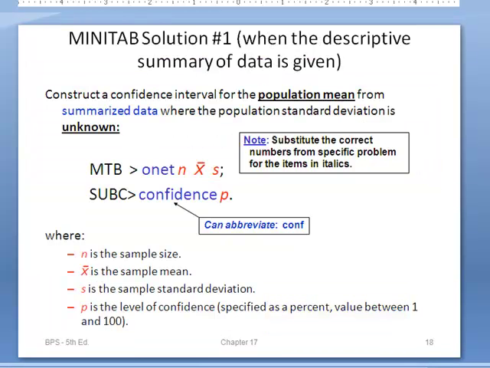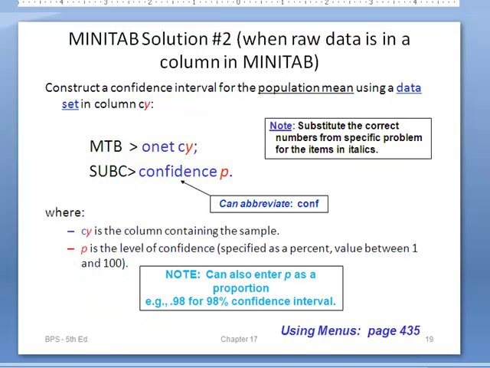So here's the generic Minitab command and what you need to put in, and you need to put it in the order that it is specified here. Now, if our data is in a column, so we're not given summary statistics, so we're not given X bar or S, but we have the raw data in a column, this is the Minitab command that you would use. You would say, do a 1T, my data is in C1, and Minitab will get the N, and it will calculate the X bar and the S for you.